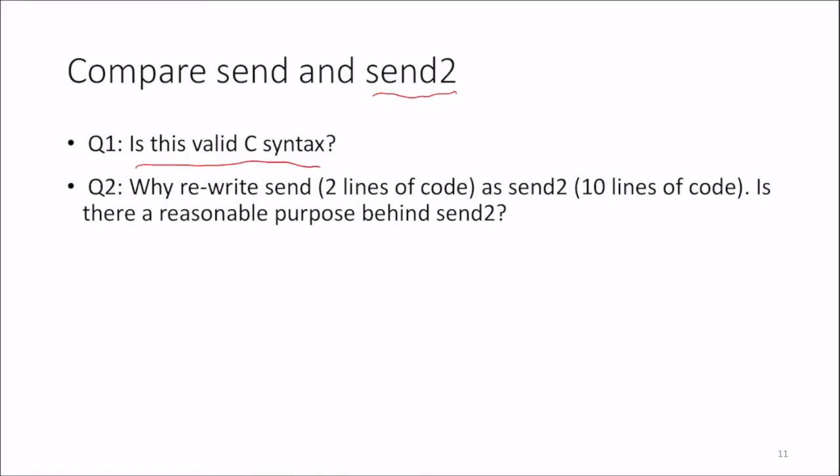The second question is, why would someone do this? Why would you take 2 lines of code and write it down as 10 lines of code? You can see there is something to do with loop unrolling, but why write it in this particular way, right? So I want you to think about these 2 questions.